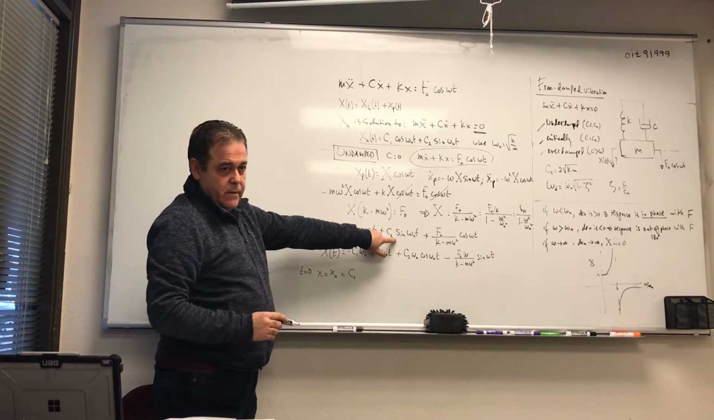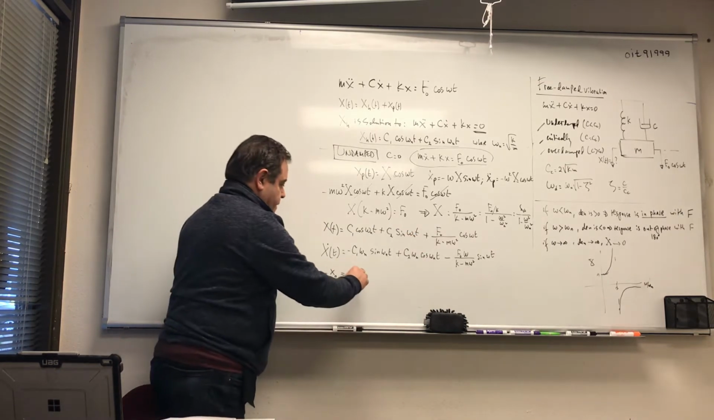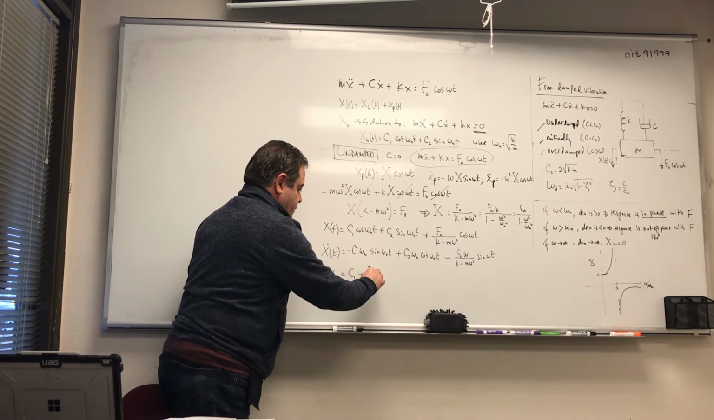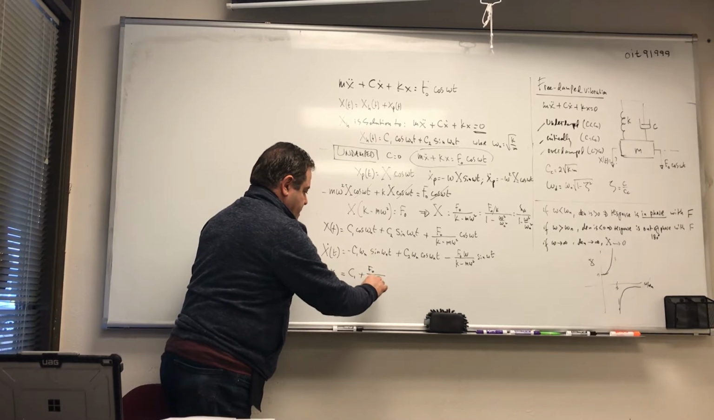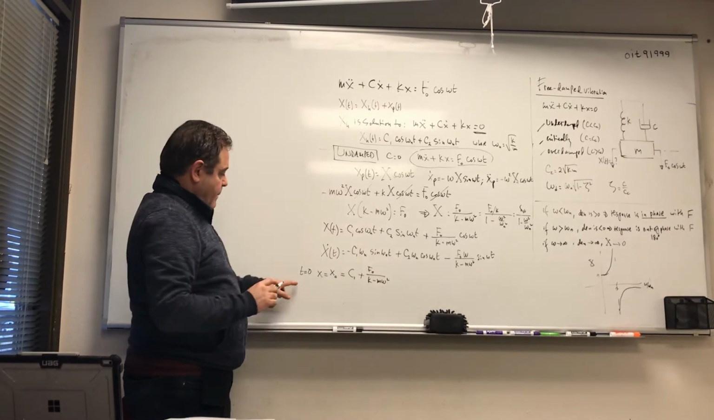How about this? Just F naught over omega x. K minus M omega squared. Okay. How about the second one?